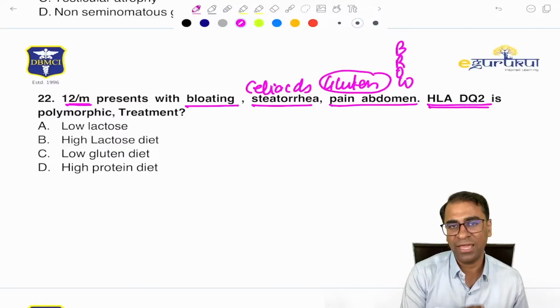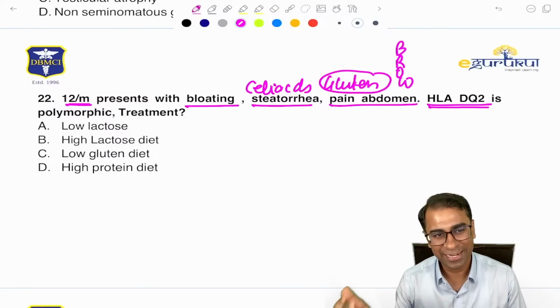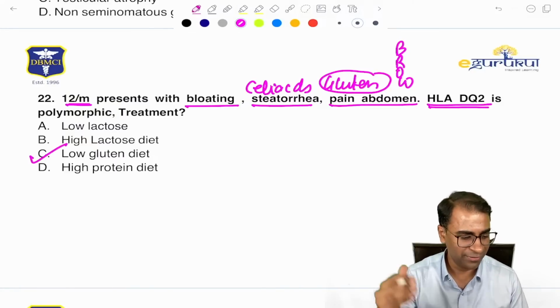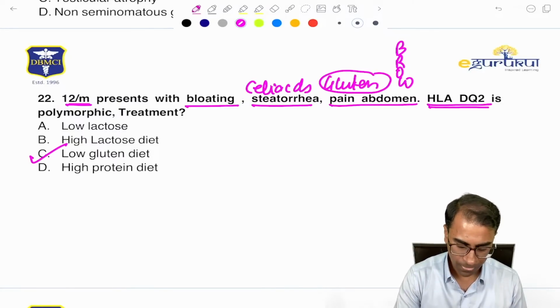It shows loss of villi with crypt hyperplasia. It becomes a case of celiac disease. So what should you avoid in celiac? It is a gluten-free diet.